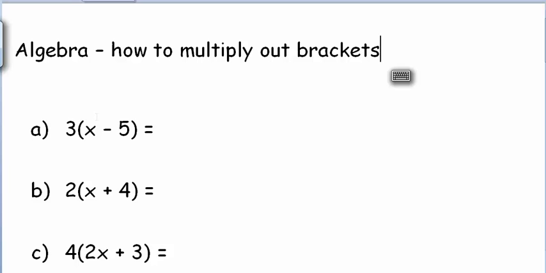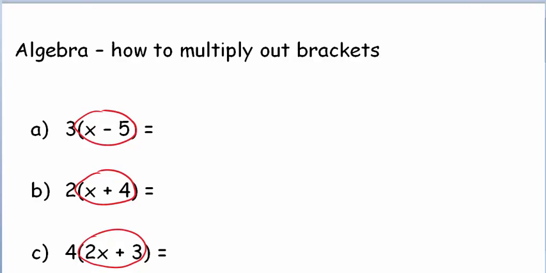So technically speaking, I should deal with x minus 5 first, x plus 4 first, and 2x plus 3 first, because it's in the brackets. But the problem is I can't do it. And the reason for that is x and minus 5 are not like terms. In a similar way, x and plus 4 and 2x and plus 3 are not the same type of terms. In order to simplify that expression then, we multiply out the brackets.